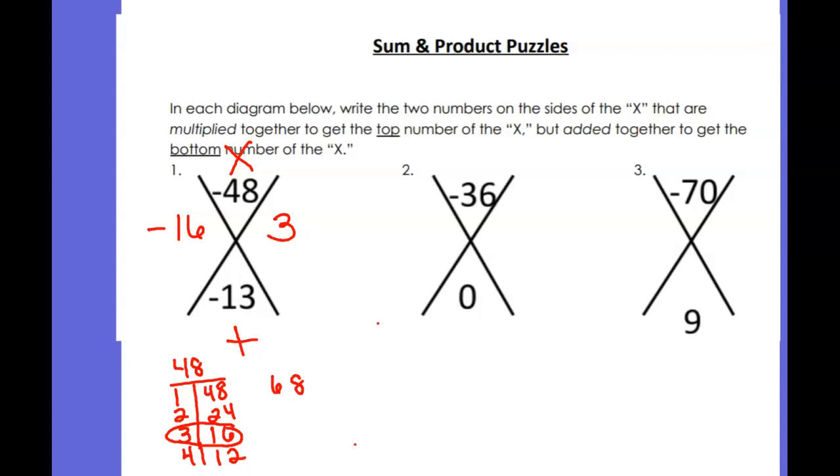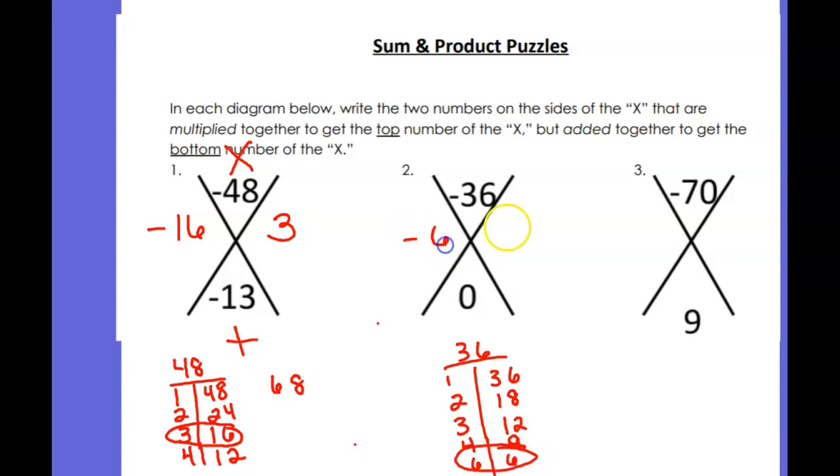Okay, number 2, we've got the number 36. All right, so 1 and 36, 2 and 18, 3 and 12, 4 and 9, and 6 and 6. Looking at those combinations, are there any where the sum or the difference would be 0? It looks like it would be 6 and 6. I know one's going to be negative and one's going to be positive. That way, negative 6 times 6 is negative 36, and when you add them together, you get 0.